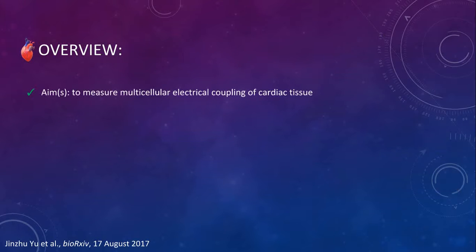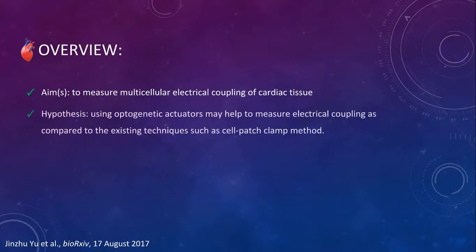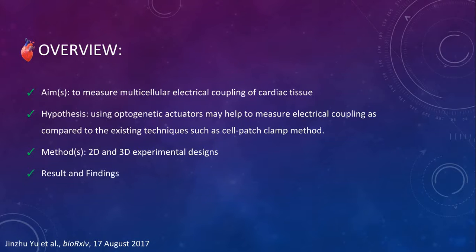Let's look at the overview of this video abstract. Our aim is to measure multicellular electrical coupling of cardiac tissue. We hypothesize that using optogenetic actuators may help to measure electrical coupling as compared to existing techniques such as the cell patch clamp method. Next, we will look at the two methods, 2D and 3D experimental designs, later on results and findings, and lastly discussion and conclusion.